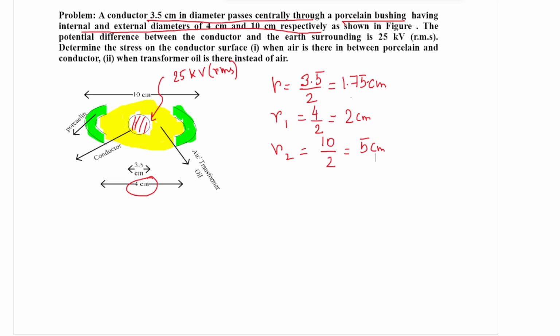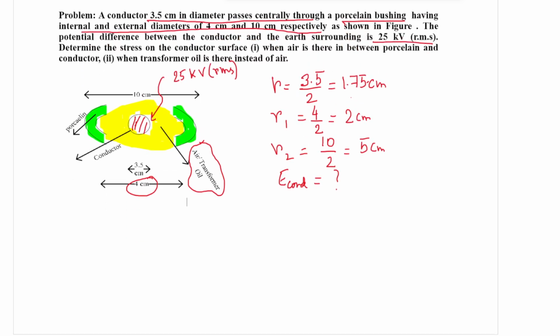Now the next part: the potential difference between the conductor and the earth surrounding is 25 kV. So the conductor is given at 25 kV RMS voltage. Now determine the stress on the conductor surface. You need to evaluate E conductor. There are two conditions: when air is there in between and when transformer oil is there. So in this yellow portion we have two options: either air or transformer oil. So this is the problem.